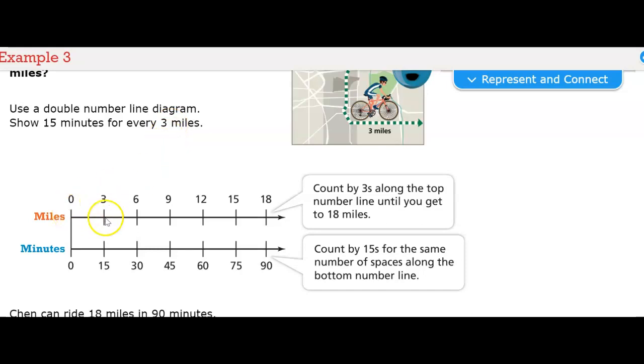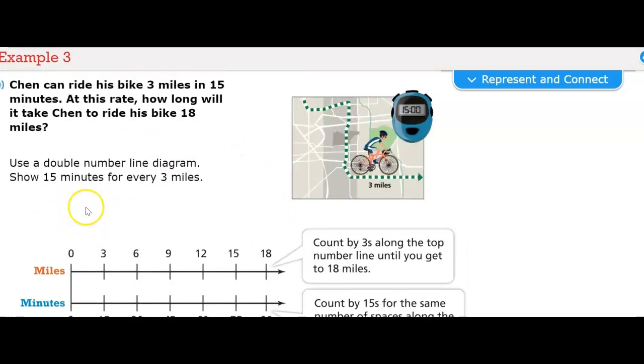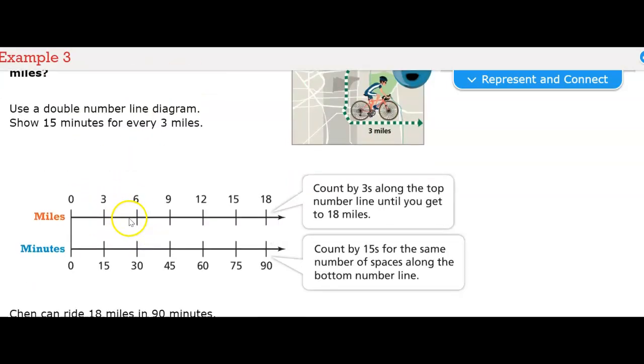As you can see, each of the tick marks for minutes is represented by the multiples of 15: 15, 30, 45, 60, and so on. The top number of miles is in threes because it says he's biked 3 miles in those 15 minutes. So each one of the tick marks for the miles is by 3: 3, 6, 9, 12, and so on.